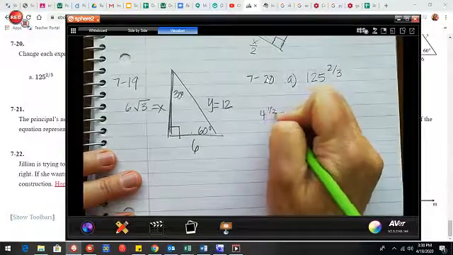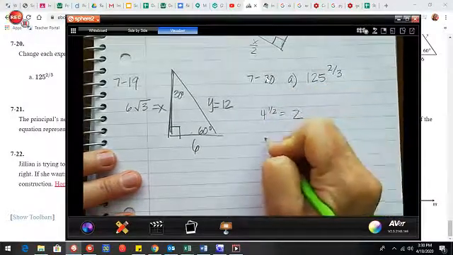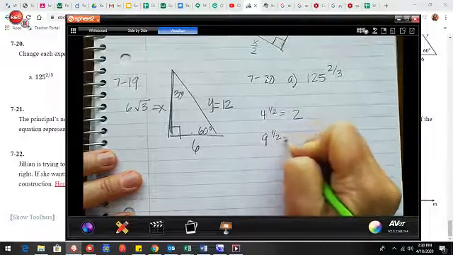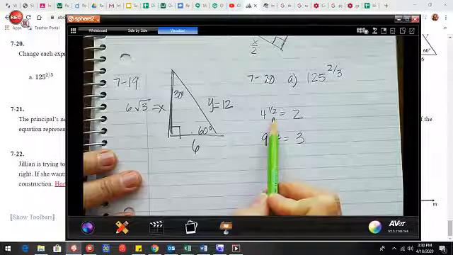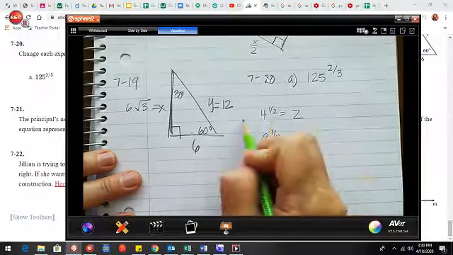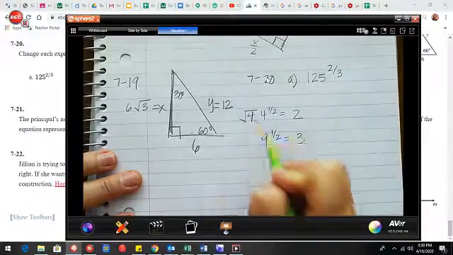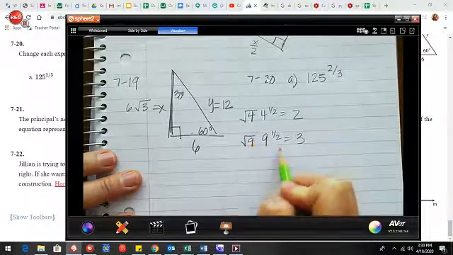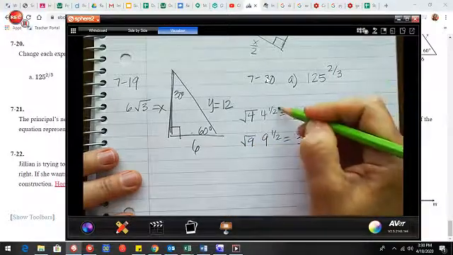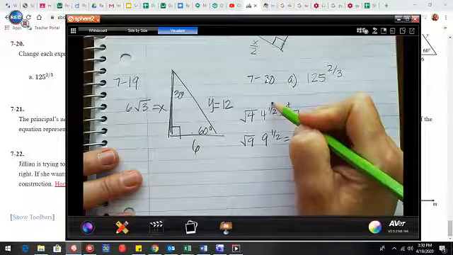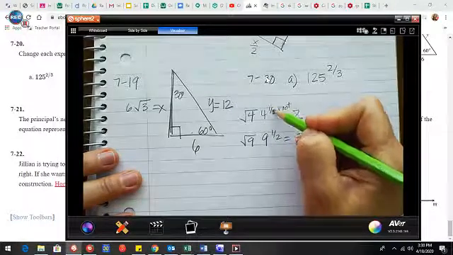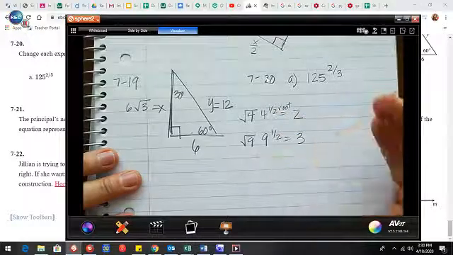4 to the 1/2 is 2. 9 to the 1/2 is 3. That exponent of 1/2 is the same as taking the square root of 4, so square root of 9 and so on. So that is your root. The number on the bottom is the root. The number on the top is how many of those repeated factors you want.